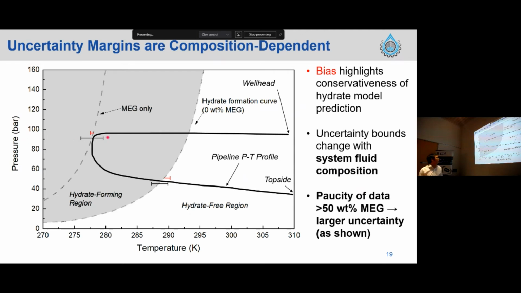And what's critical is that when we get to longer subsea tiebacks, at greater depths where you need to add more MEG to the system, there's not much experimental data available. So because of the lack of data, we can't be confident in the values that we generate or the uncertainty in the bias. And so that's something that we need to have more data to be able to improve our industry safety margins.